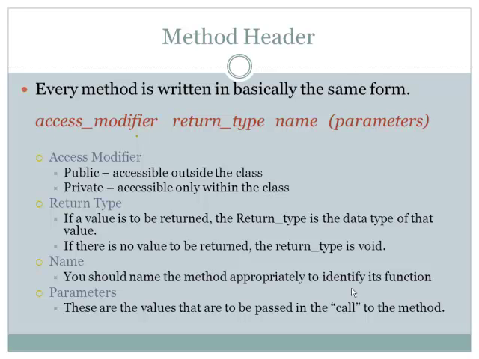So just as a reminder, every method is written in basically the same form. You have an access modifier, and again, if it's going to be accessible outside of the class itself, that's going to be public. Then you have a return type. If there is a data type or an object type that's going to be returned, then it goes here. If there is no return type, then that return type is void. Then you have the name of your method. Again, the name of your method should reflect the task that that method is performing. Then within parentheses, you have any parameters. The parameters are going to hold the values from what is being sent from when it's called into the method.